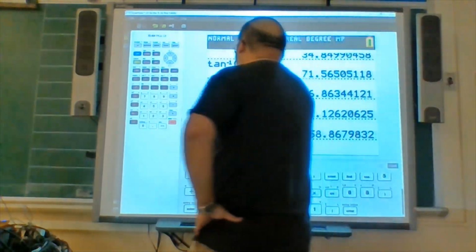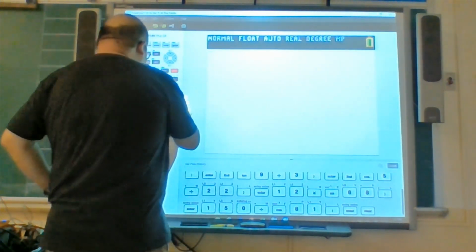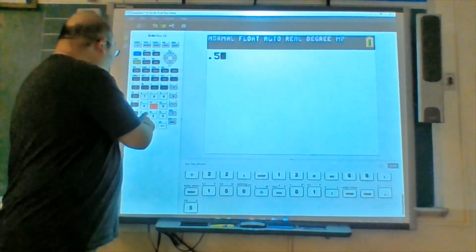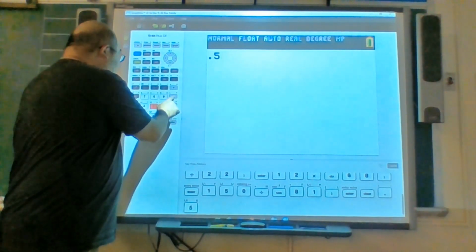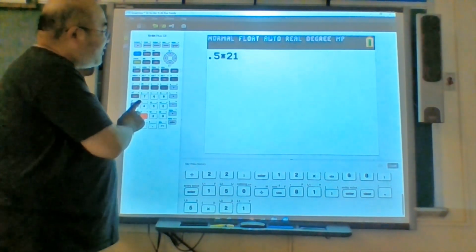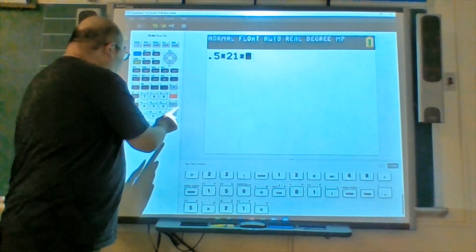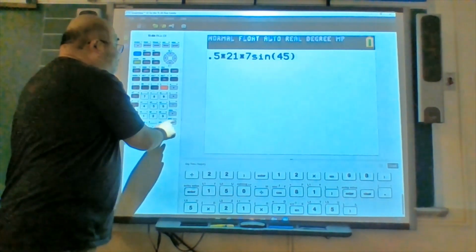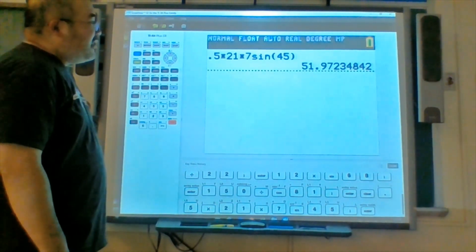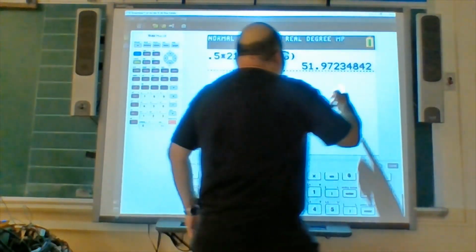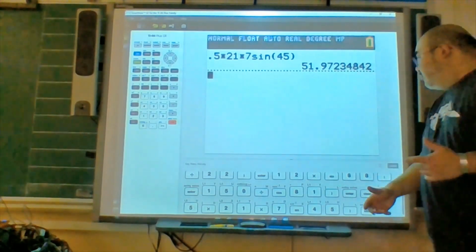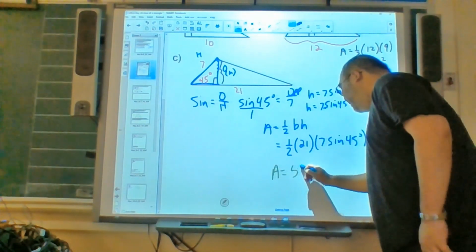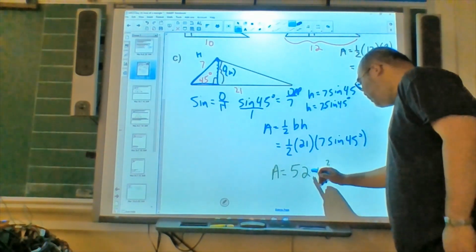All right, let me clear all this from our last lesson. So we have in this case 1/2, which is the same as 0.5, and then we're taking 21 times 21. Okay, that's the base, and the height we found to be 7 sine of 45 degrees. And we get, in this case, 51.97, which if we round to the nearest tenth would be 52.0. So we'll take it as 52.0 units squared.